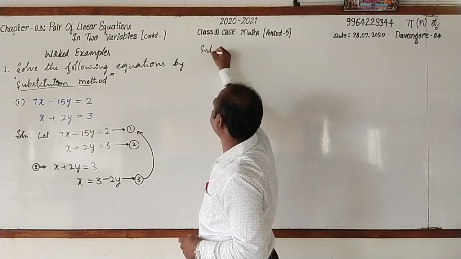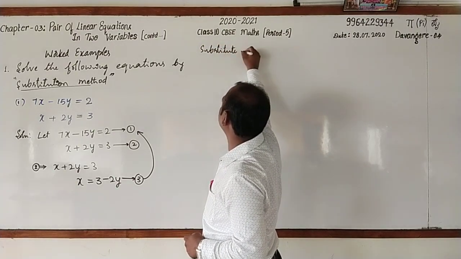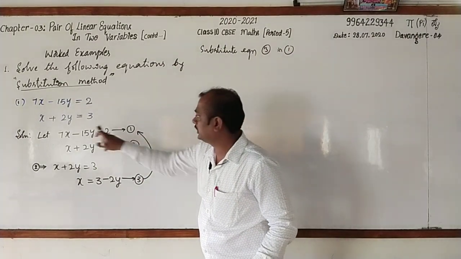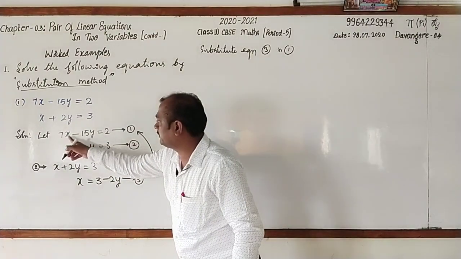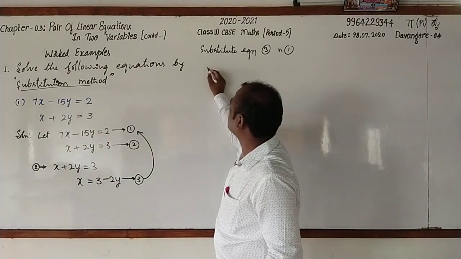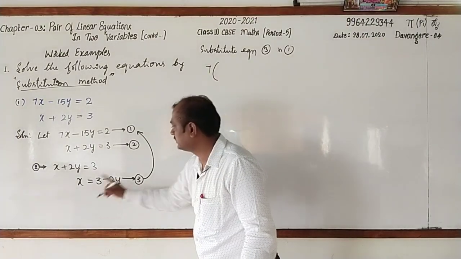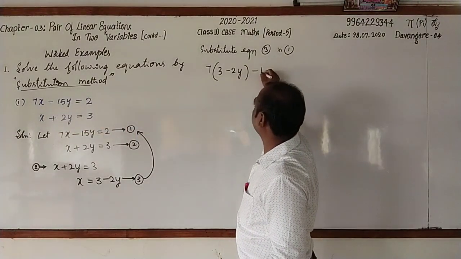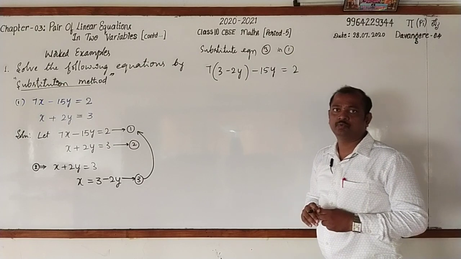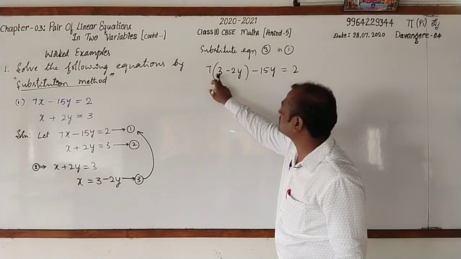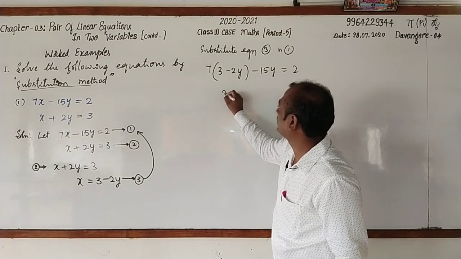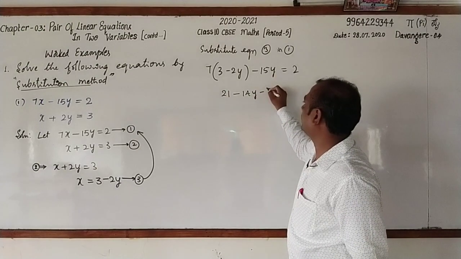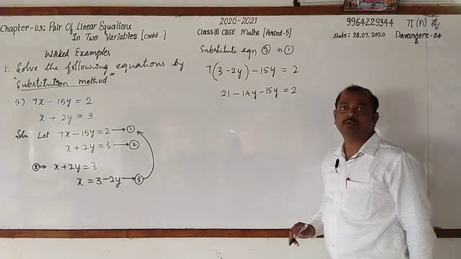Here I'll write, substitute equation 3 in 1. Equation 1 is 7x minus 15y equal to 2. 7x, what is x? It is 3 minus 2y. 7x minus 15y is equal to 2. Hope that you have understood. Next, multiply 7 with both the terms. 7 3s are 21, minus 7 2s are 14y, minus 15y is equal to 2.